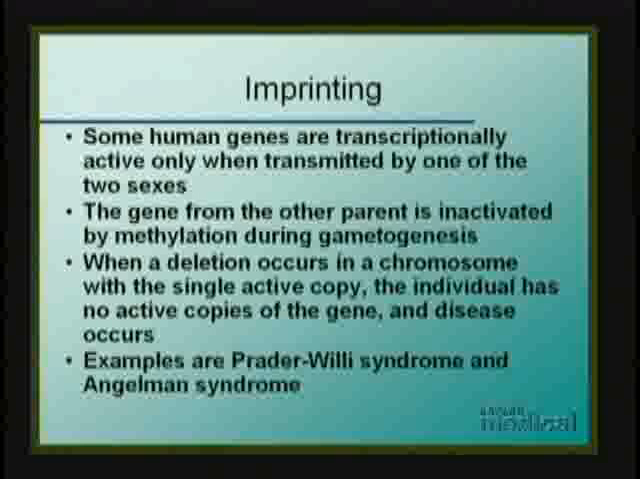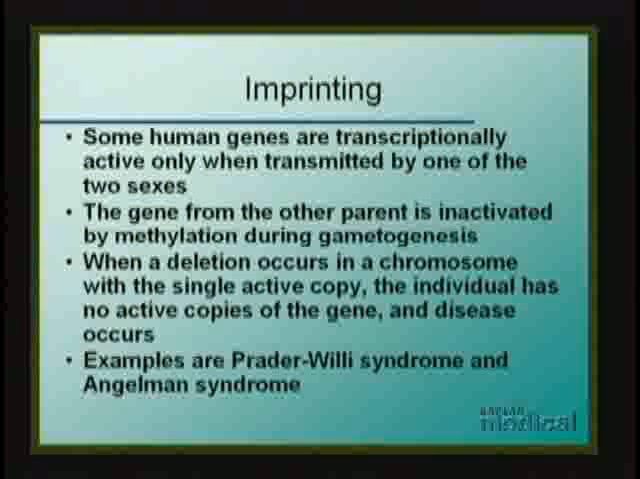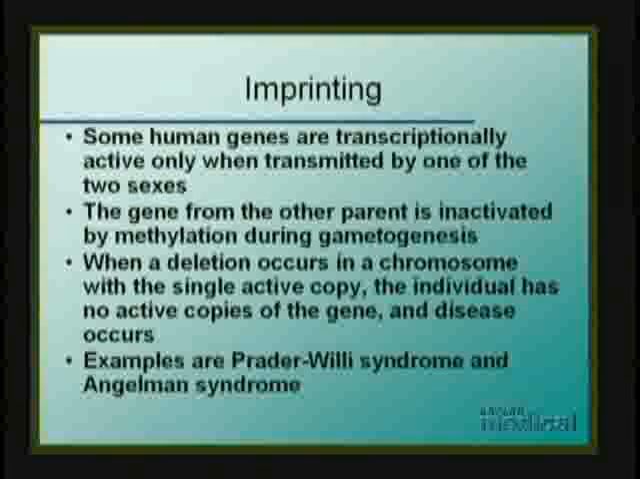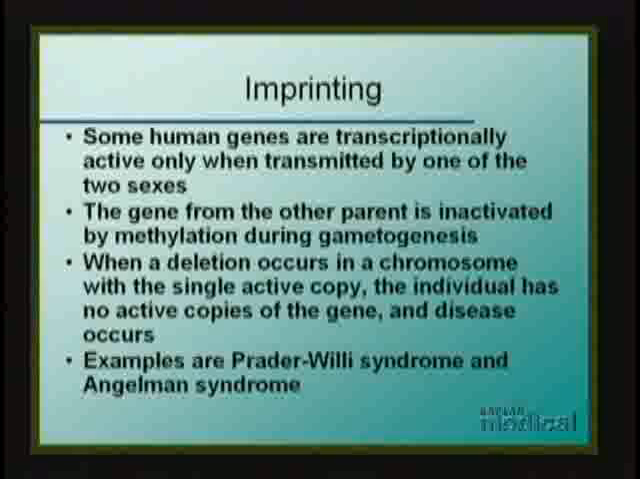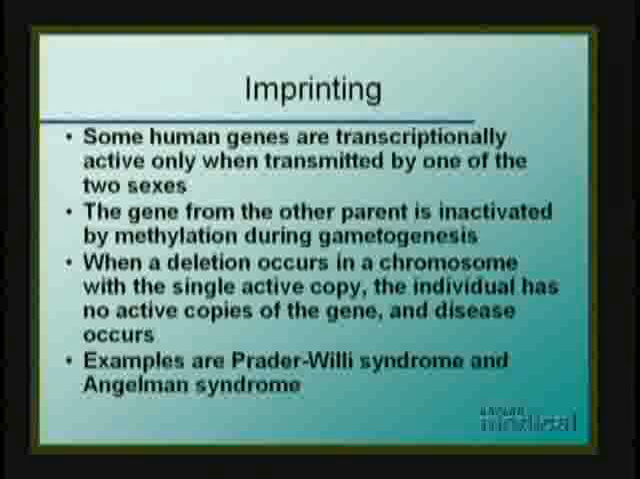Another way that this will often show up on exams is examples of diseases in which one single chromosomal deletion can give rise to two completely different diseases depending on whether that deletion is inherited from the father or the mother. The favorite examples for genetic imprinting are Prader-Willi syndrome and Angelman syndrome.